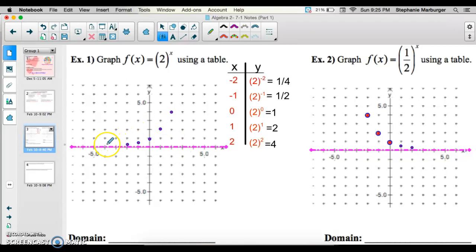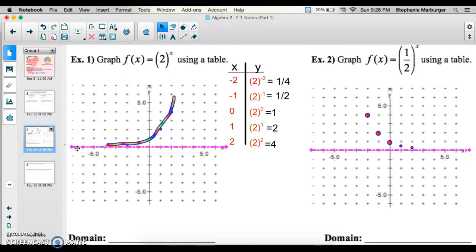So connect those. Your function is going to look something like that. I'm using a trackpad mouse, so mine is not great. But what I do want you to notice, first of all, is that this function is increasing. So it's modeling exponential growth. So it's always increasing as your x values are getting larger, so is y. And then you'll notice down here, this function actually keeps going on and on.